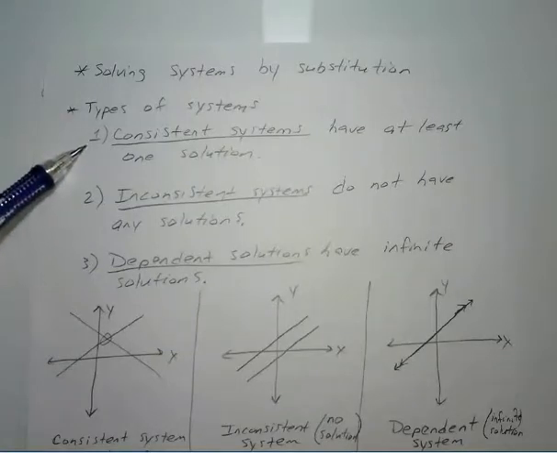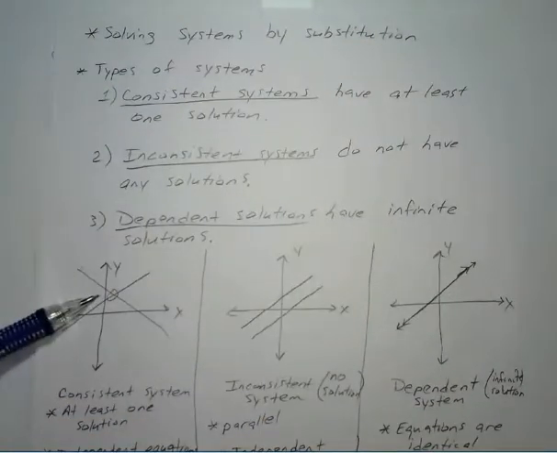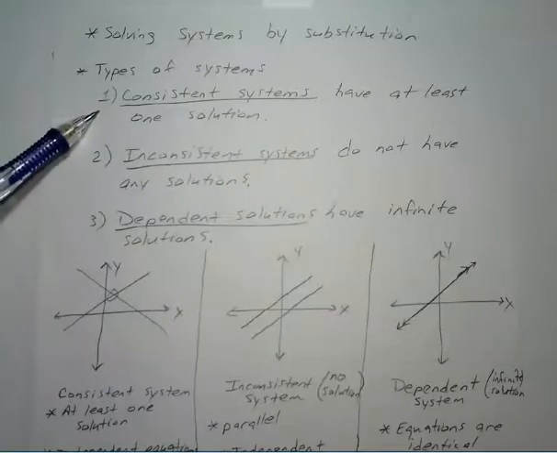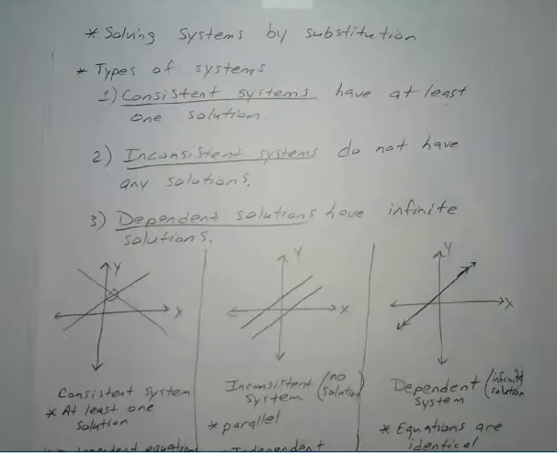Okay, the first is the consistent system. If you watched the video on solving systems by graphing, that's what we had there, because wherever the two lines intersect, that's your solution. So with consistent systems, you have at least one solution. Remember, the key term there is at least one solution.